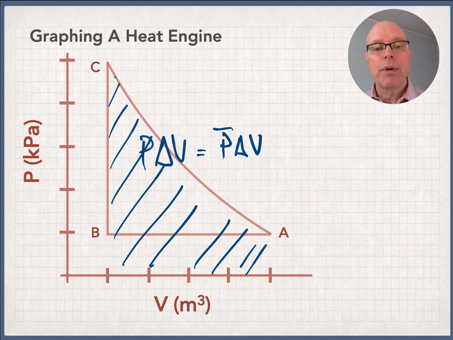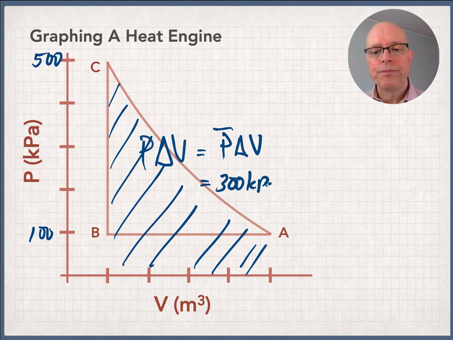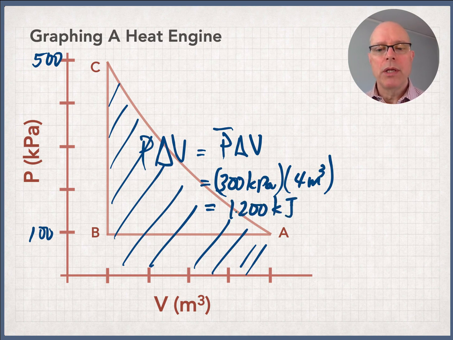So the average pressure is going to be halfway between 500 and 100 kilopascals. So if I add them up and divide by 2, I get that the average pressure is 300 kPa. The change in volume as the gas expands is going to go from 1 meter cubed to 5 meters cubed. So we have a positive 4 meter cubed transition right here. And what I get out of that is 1,200 kilojoules of work being done here.